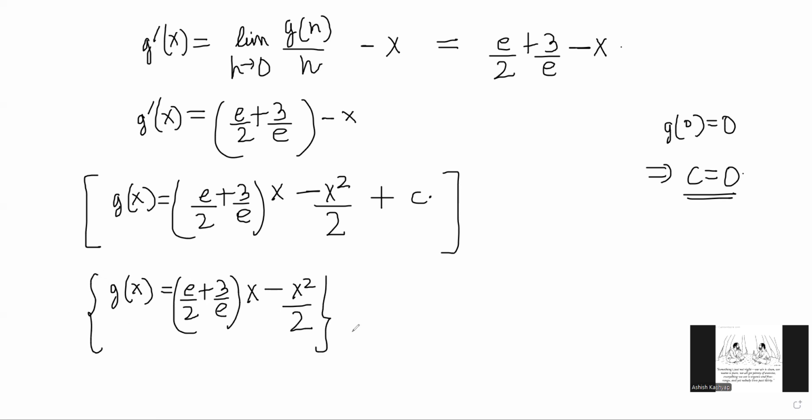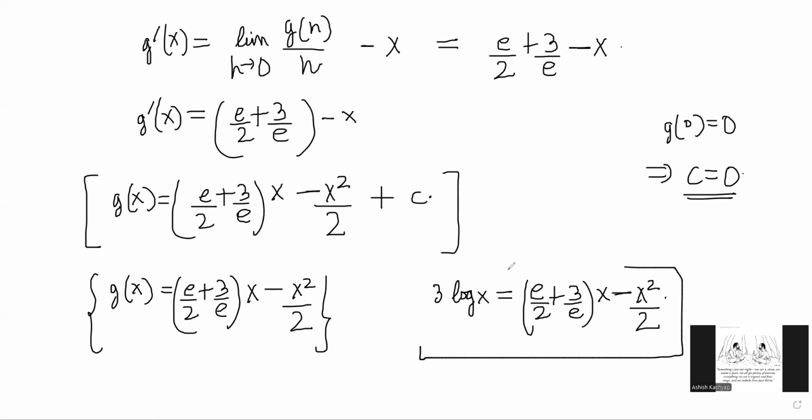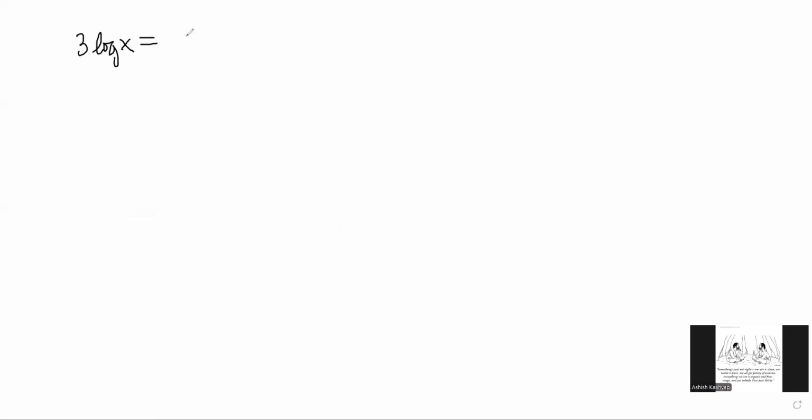Now, what is left for us to do is to figure out what is the number of solutions of f of x is equal to g of x, right? So our equations are like this. f of x is 3 log x is equal to g of x is e by 2 plus 3 by e x minus x square by 2, right? Now, this is a non-standard equation because this side is logarithmic and this side is a quadratic type of a function, right? The best way to solve such equations is usually by a graph. So let's think about it. 3 log x is equal to e by 2 plus 3 by e x minus x square by 2.